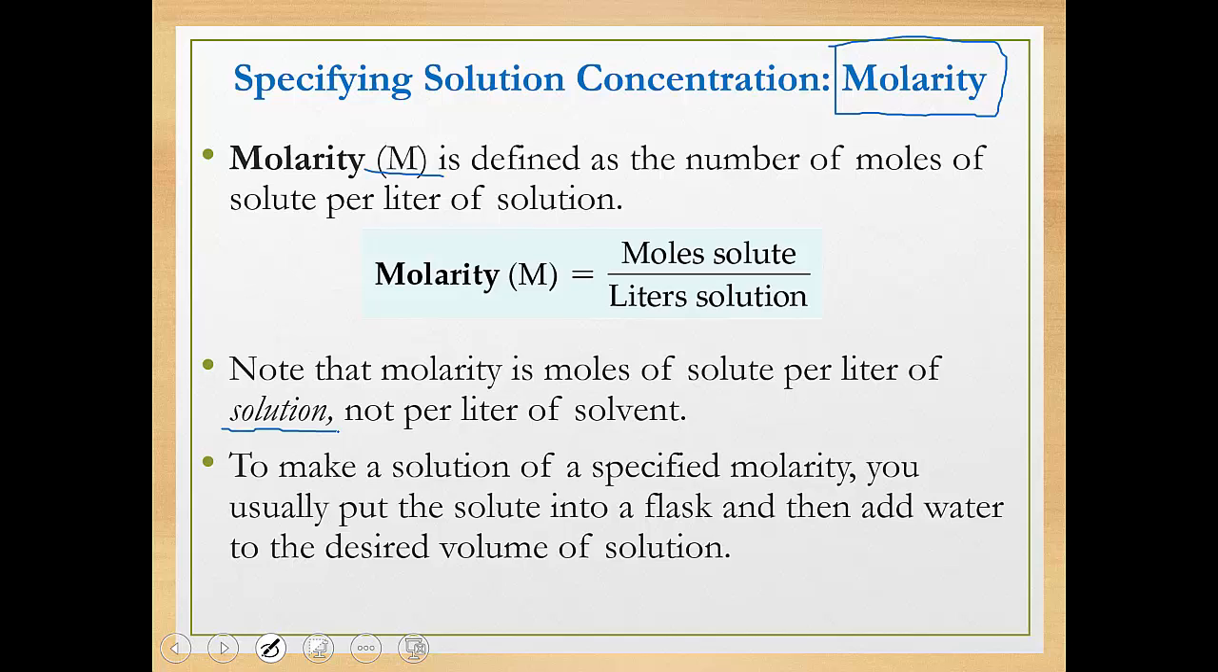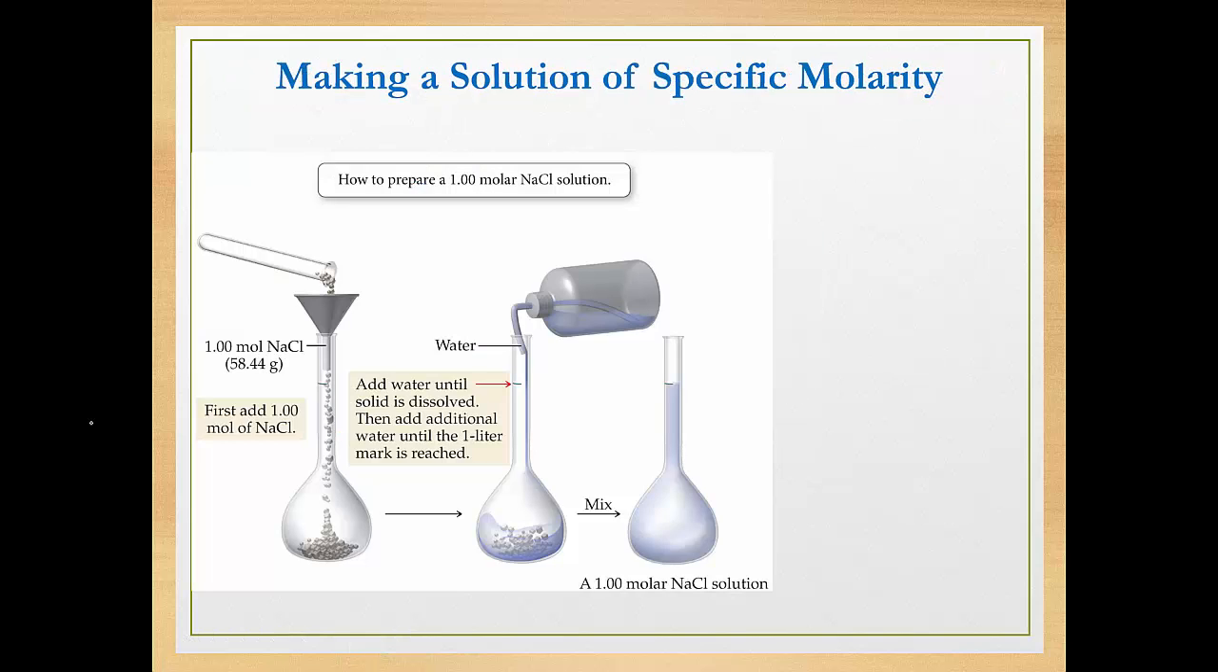All right, so how do we then make a solution of a particular molarity? Well, what we're going to need to do is use molar mass to convert from the number of particles we need to the mass and weigh that out. So you put solute into a flask, a volumetric flask with a very specific volume, and then you add water up to the desired volume. So here's a figure out of your book that shows how to prepare a 1 molar sodium chloride solution. So remember, if you calculate molar mass of sodium chloride, sodium on the periodic table 22.99, chlorine 35.45, you add them together, 58.44 grams in 1 mole of sodium chloride.